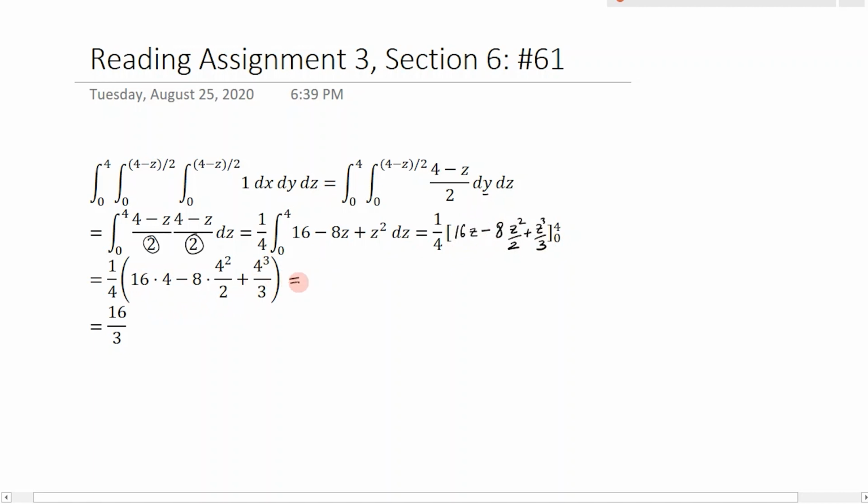Then I got the following. There's a whole bunch of ways to simplify this. You can do 1 over 4, 16 times 4, minus 8 and 2 partially cancel. So we get 4 cubed plus 4 cubed over 3. This is 4 cubed, and this is 4 squared times 4. So actually these two quantities are the same, so they cancel. And then we're left with 4 cubed over 4 over 3. So we get 4 squared over 3, which is 16 over 3.